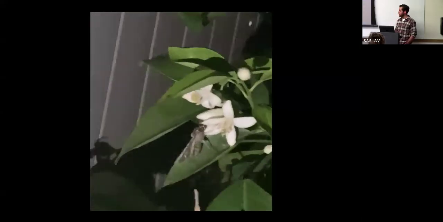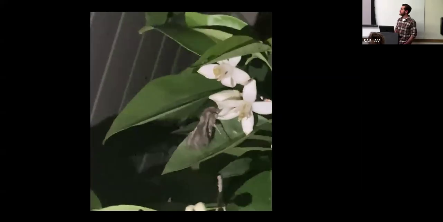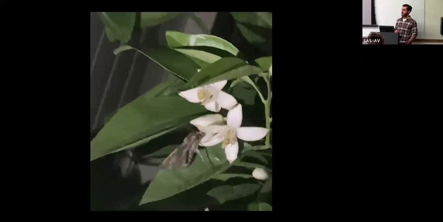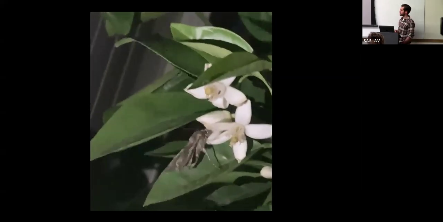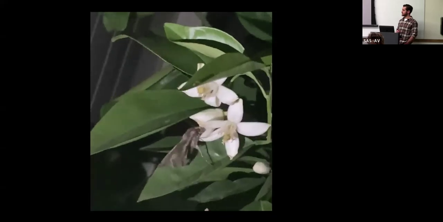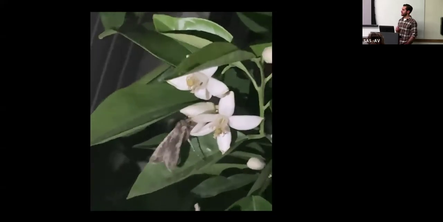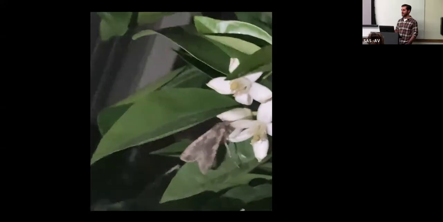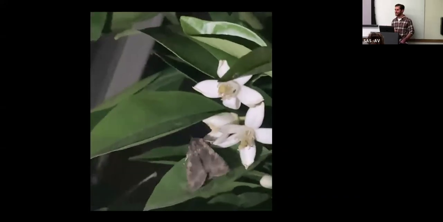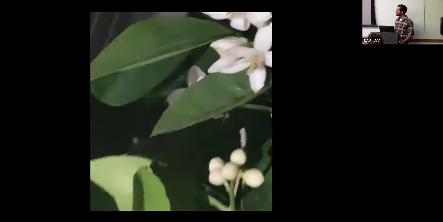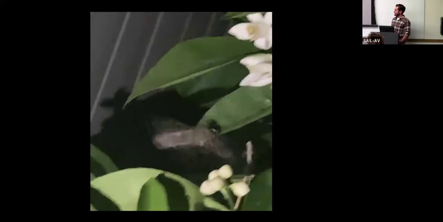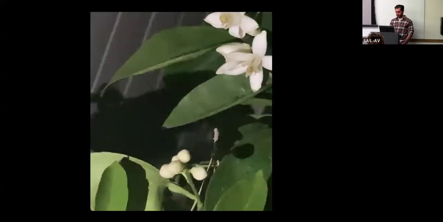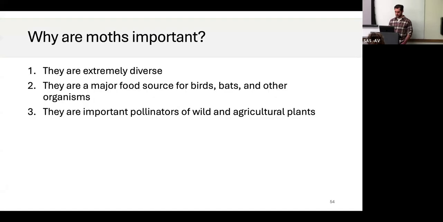And if you still don't believe me, this is video evidence. A moth in my backyard in Southern California visiting the orange tree that we had there. And I think this is literally the only video I've ever gotten of a moth pollinating. It's pretty hard to catch them in the act at night. So there he goes and flies off to visit another tree.